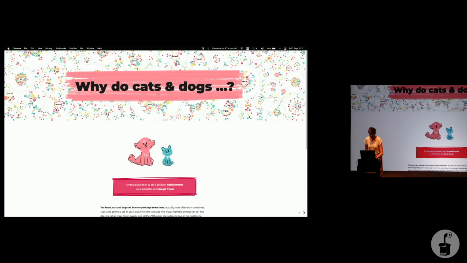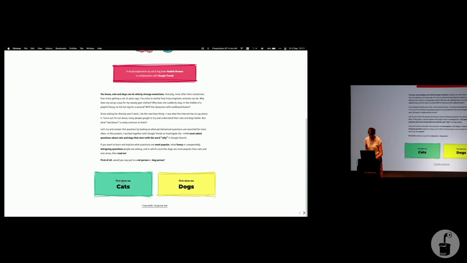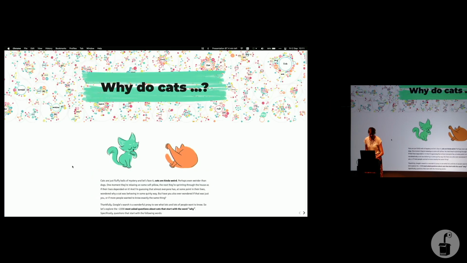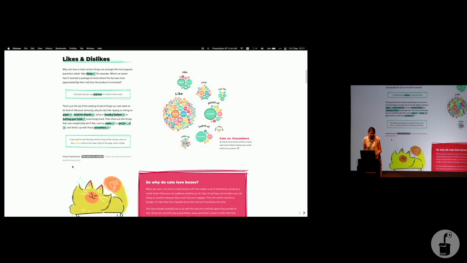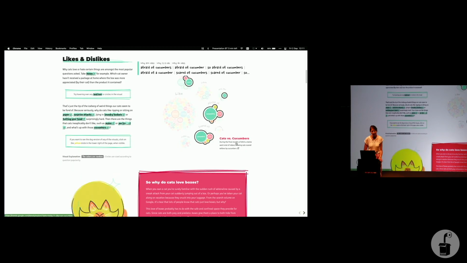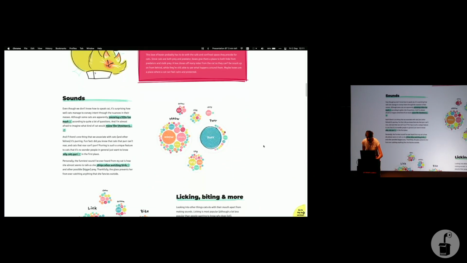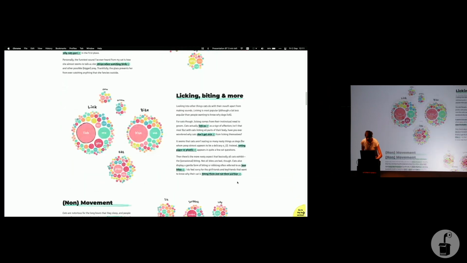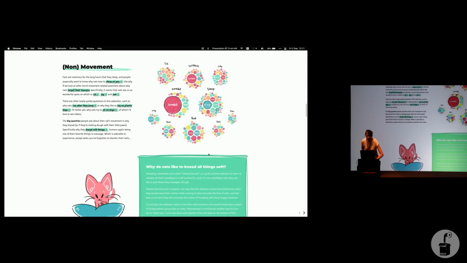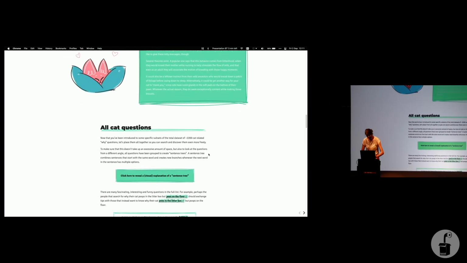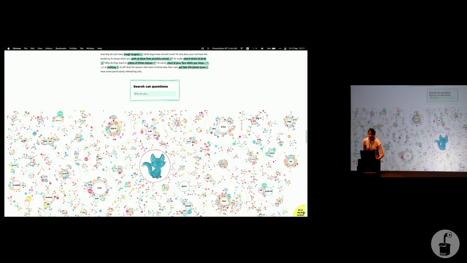But again, let me quickly show you the final result. We can show cats and dogs, but cats. And I try and ease people in, first with some more simple visualizations about the likes and dislikes. We had the whole cucumber meme, and people started looking a lot for that. Why are cats afraid of cucumbers? The sounds that they make, and the sleeping that they do. And then finally, I feel like, okay, now you're ready to see it all. And that happens over here.